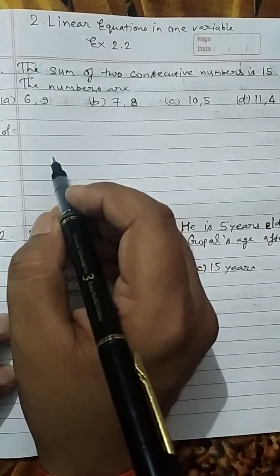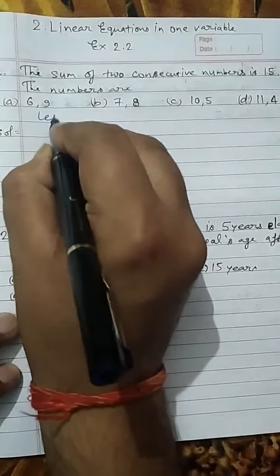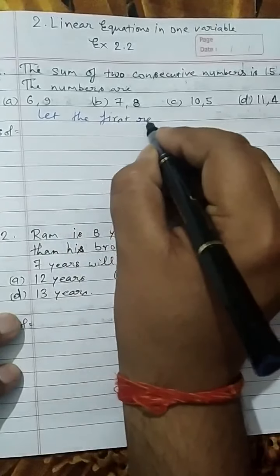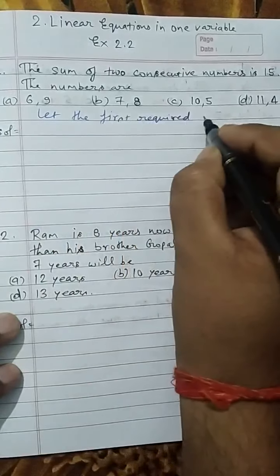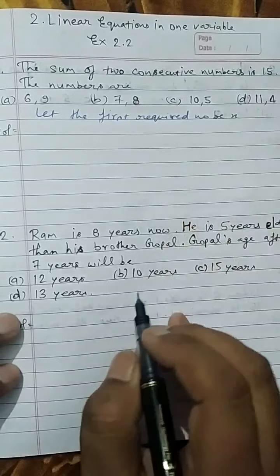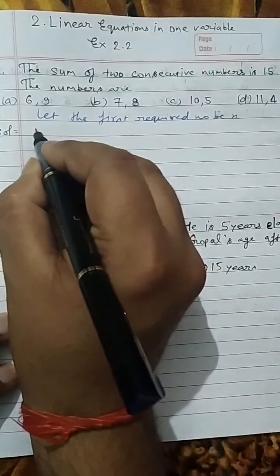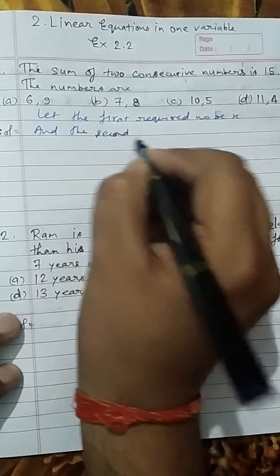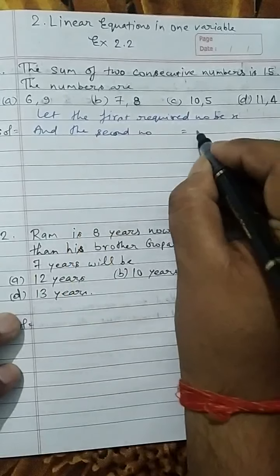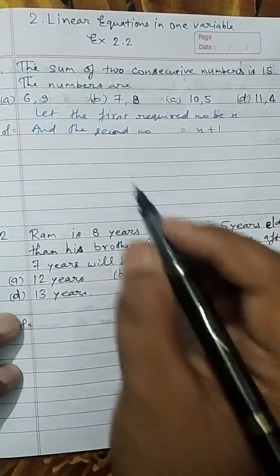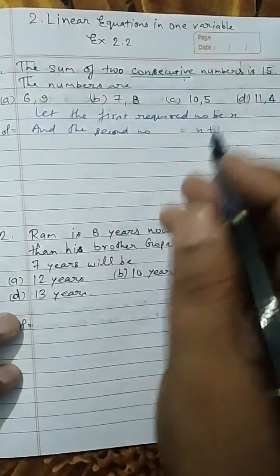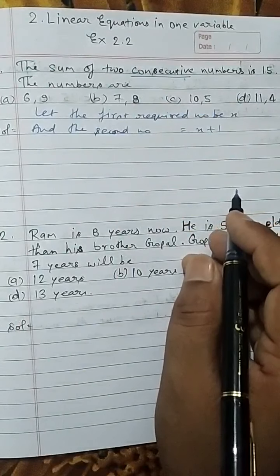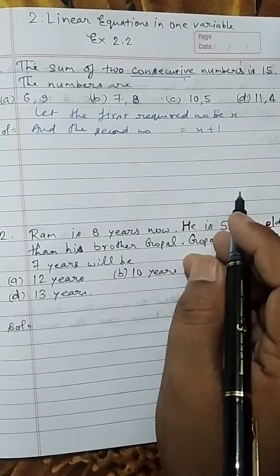Let the first required number be x and the second number is equal to x plus 1. Students, the word consecutive means one after the another. So one after the another number you can get after adding 1.